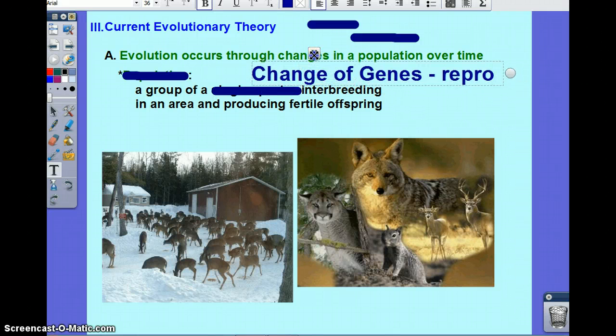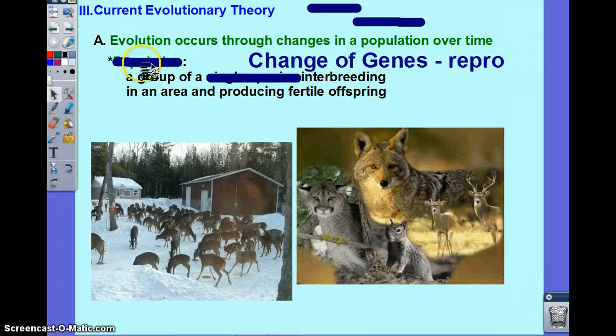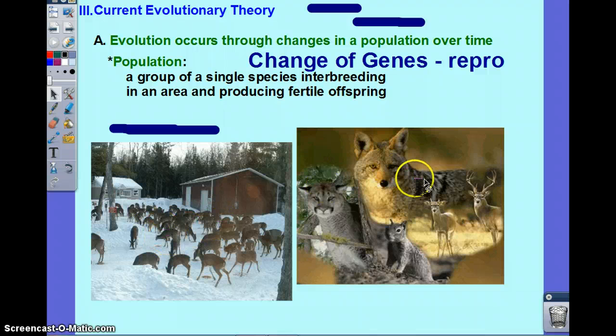So let's define what is a population. It's basically a group of organisms in a single area interbreeding and producing fertile offspring. So if you see here, this is a population of deer, and this picture does not show a population because you have different types of species in a specific area. That would be a community.